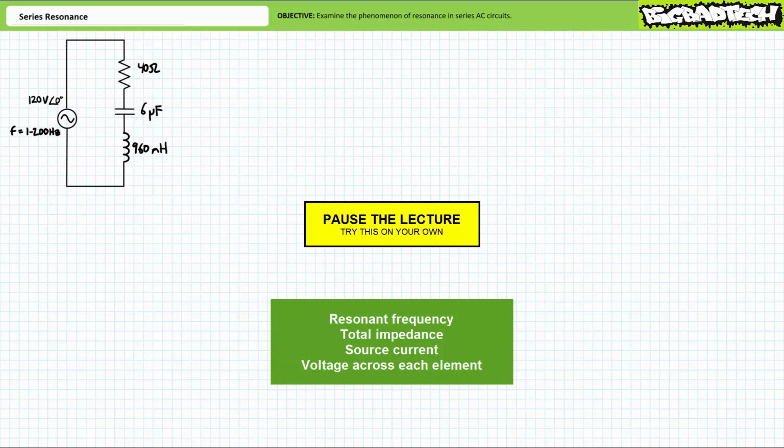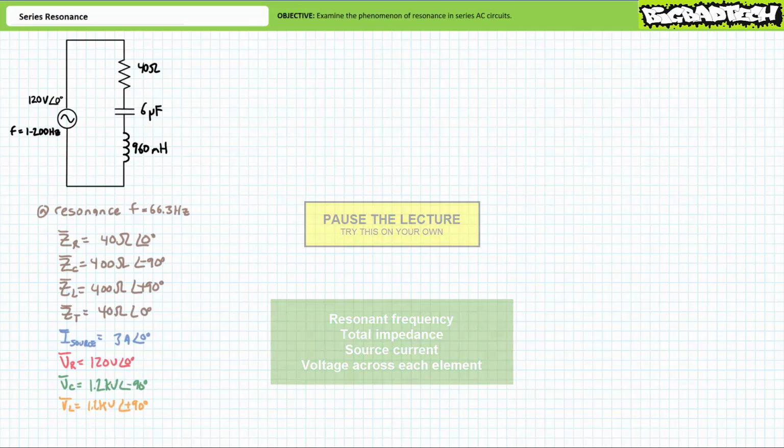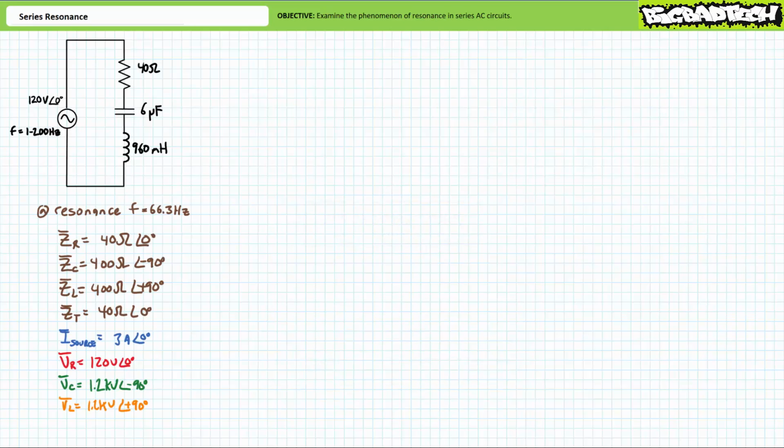If you're tracking, you should have obtained the following results. An application of the resonant frequency formula demonstrates this circuit also experiences resonance at roughly 66.3 Hz. It makes sense. We double the inductance and halve the capacitance. As a result, the resonant frequency stays put at 66.3 Hz.